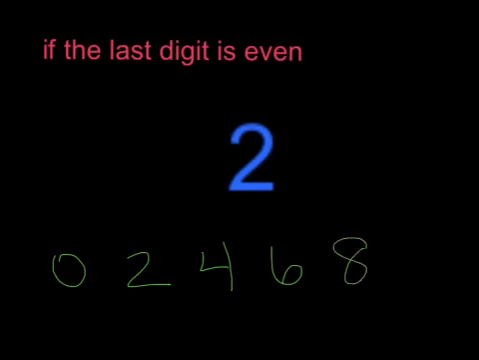Here's the divisibility rule for 2. A number is divisible by 2 if the last digit of the number is even. Remember, even numbers are 0, 2, 4, 6, and 8. So if the last digit of a number is 0, 2, 4, 6, or 8, then the number is divisible by 2.